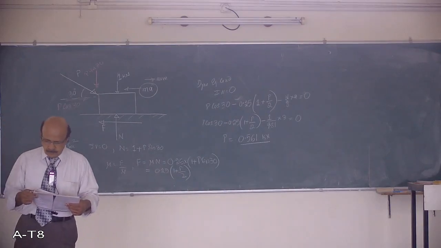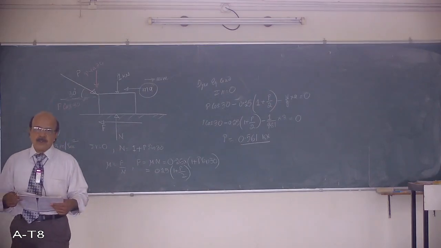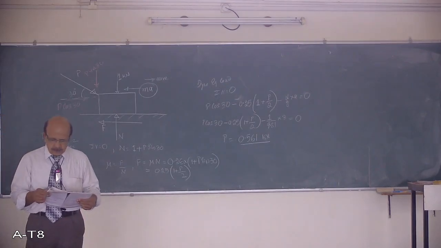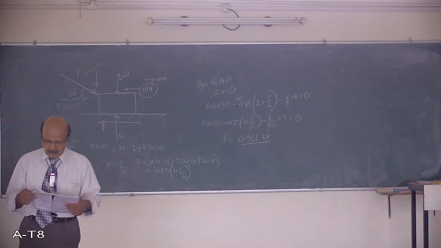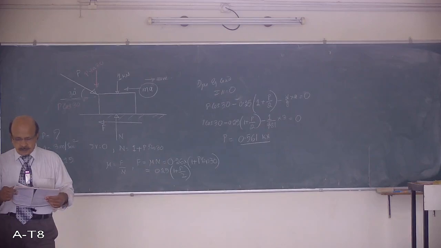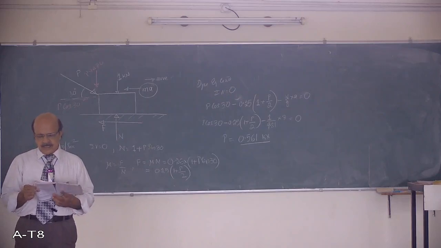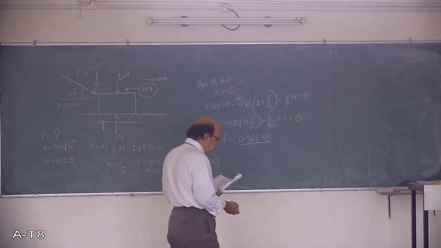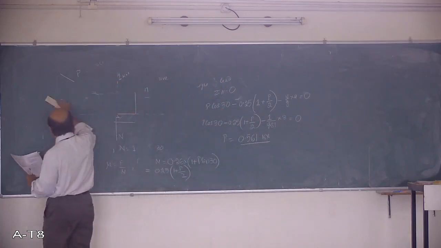The portion of the rope beyond the pulley hangs vertically downwards and carries a weight of 800 Newton at its end. If the coefficient of friction for the plane and the body is 0.2, you have to determine the tension in the rope, the acceleration with which the body moves up the plane, and the distance moved by the body in 3 seconds. These are the 3 things they have asked you. So it's a slightly different problem. You can see it. We'll do it fast.